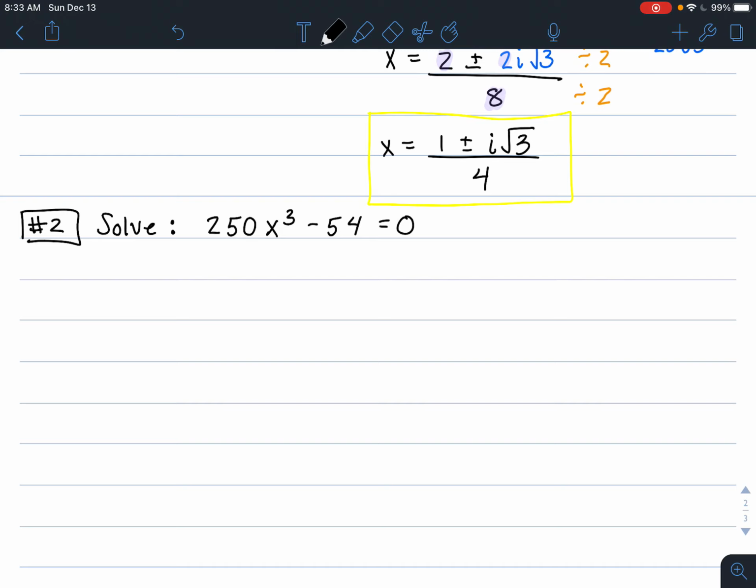Whenever you see a problem that only has 2 terms and you have to factor it, you always want to ask yourself if it's one of your special factoring patterns. If it's a squared term, that's usually difference of squares. And here I can see I have an x cubed, so I'm probably trying to do a difference of perfect cubes problem, a sum or difference of cubes factoring problem, but 250 and 54 are not perfect cubes.